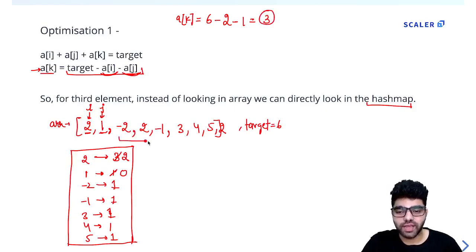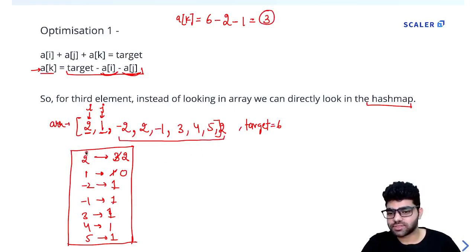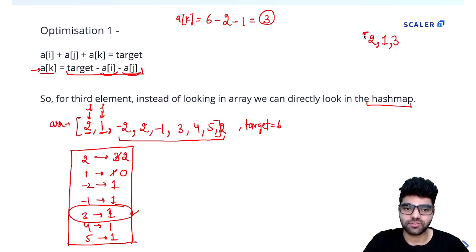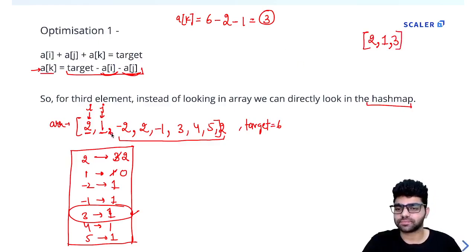Instead of checking it in the array, I will simply check in the hash map. Is 3 present in the hash map? Yes. And is the frequency of 3 greater than 0? Yes. So definitely I can use this triplet: array of i, array of j, and this value is going to be your third element. So we have a valid triplet.